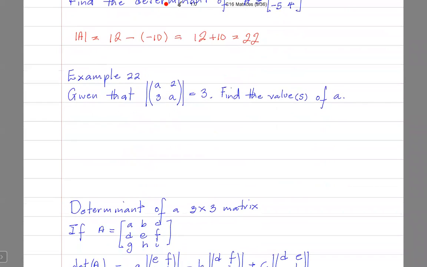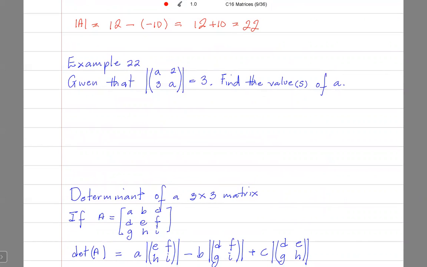Example 22 says, given that the determinant of the matrix A, 2, 3, A is equal to 3, we're to find the values of A. So the determinant of this matrix, which is equal to A times A, that is A squared, minus 2 times 3, 6, is equal to 3. So therefore, A squared would be equal to 3 plus 6, which is 9. The opposite of square is square root. A would be the square root of 9. So therefore, A would be positive or negative 3.